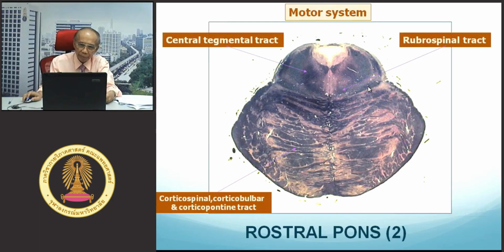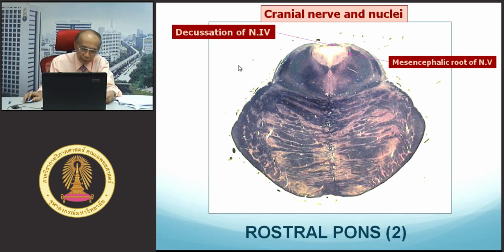The motor system includes, on the basal portion, the corticospinal, corticobulbar, and corticopontine tracts. In the tegmentum here, you may see the rubrospinal tract and central tegmental tract. The cranial nerve and nuclei will see decussation of trochlear nerves and mesencephalic root of nerve 5.